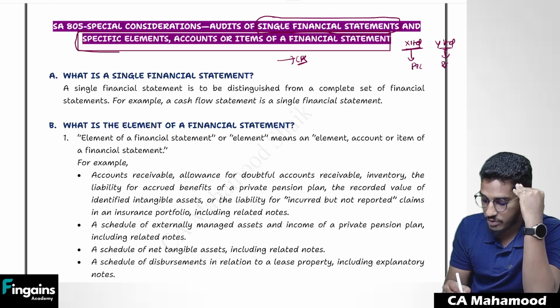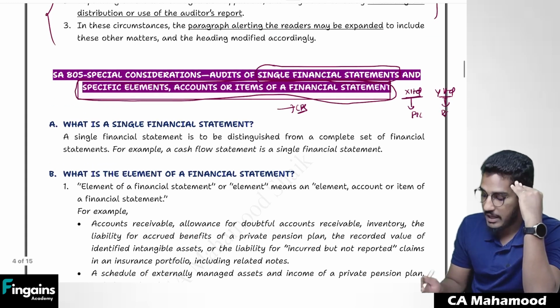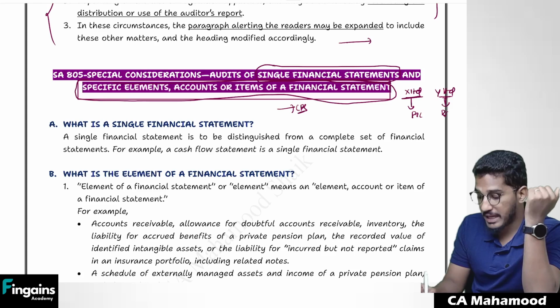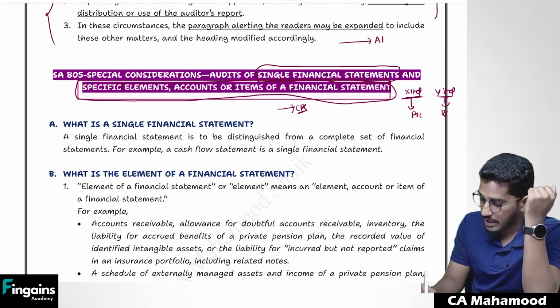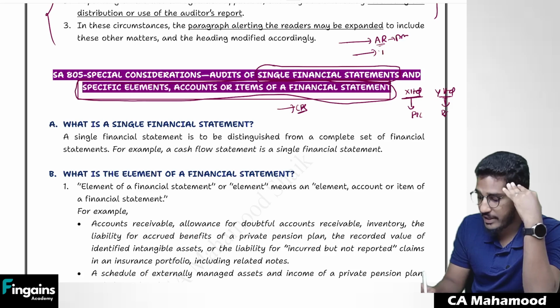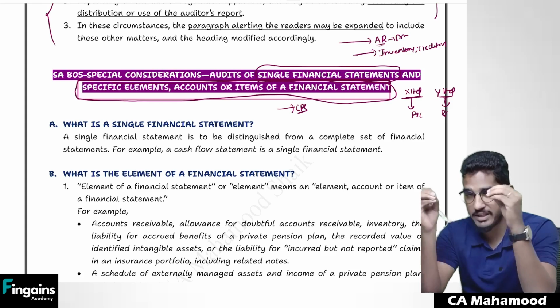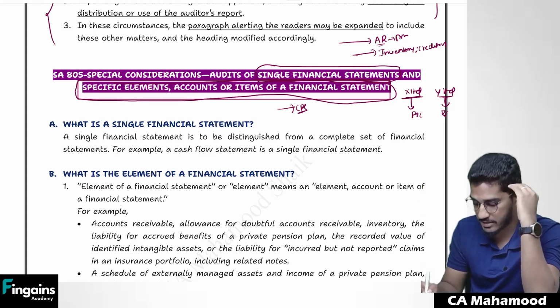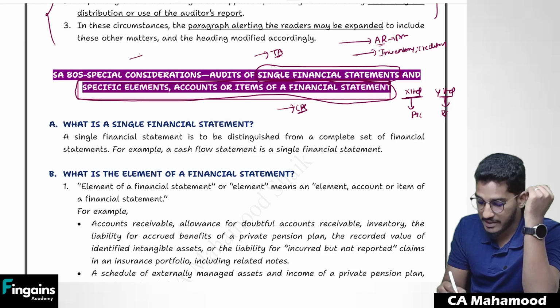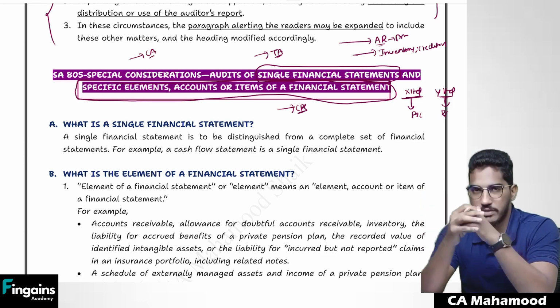Similarly, sometimes a client will come to me and ask, sir, please do audit of a specific element, account, or item of the financial statement. Like for example, one day a client is approaching me and asking me to verify only accounts receivable and provision for bad and doubtful debts. Or one day a client is coming to me and telling, sir, you please verify only inventory and creditors. We don't want you to do the audit of other areas. One day a client is telling me, please verify only tangible assets. Sometimes a client is telling me, please verify only all the current assets. So these are all specific elements or accounts of the financial statements.